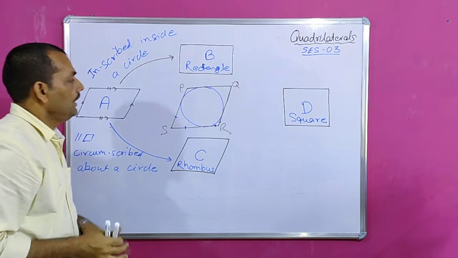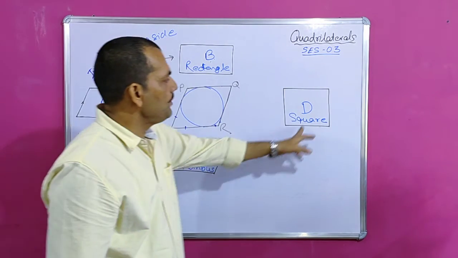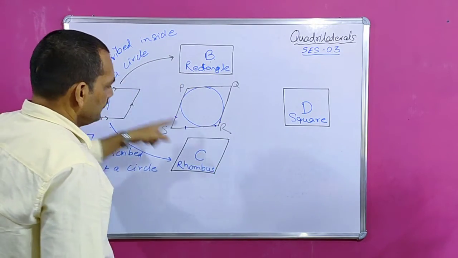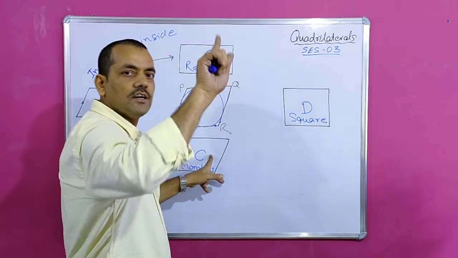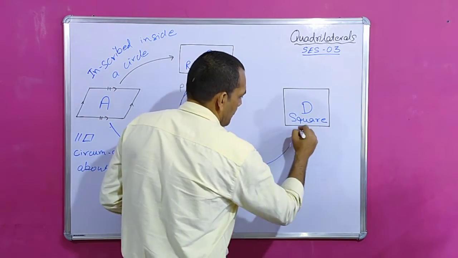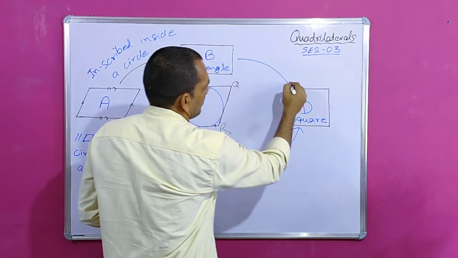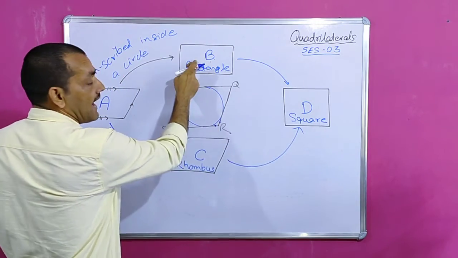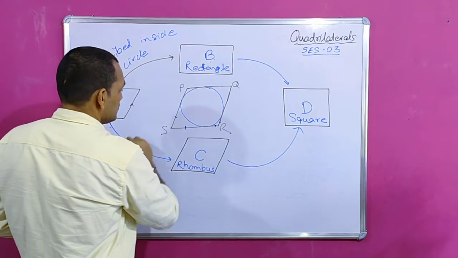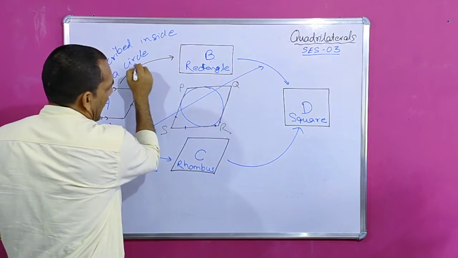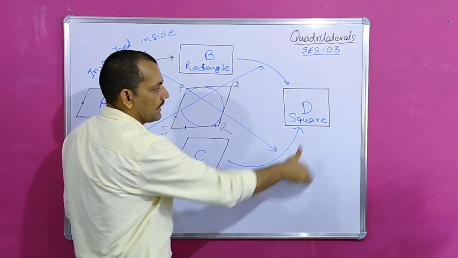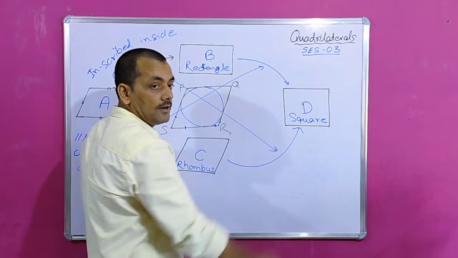Okay. Now, when will a rhombus become a square? Now this property: if a rhombus is inscribed inside a circle, it's a square, same process. And when a rectangle is circumscribed about a circle, this is a square. So this property again we will use here, and if you use this property here, in that case, this rhombus will become a square and a rectangle will become a square.